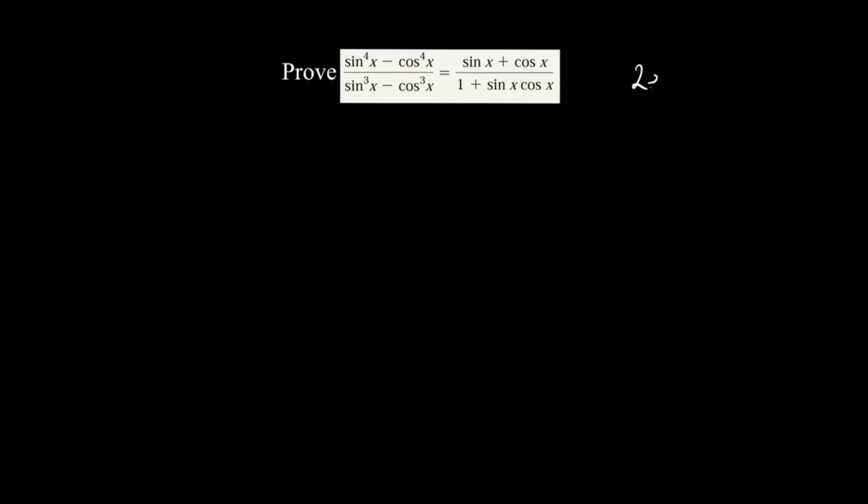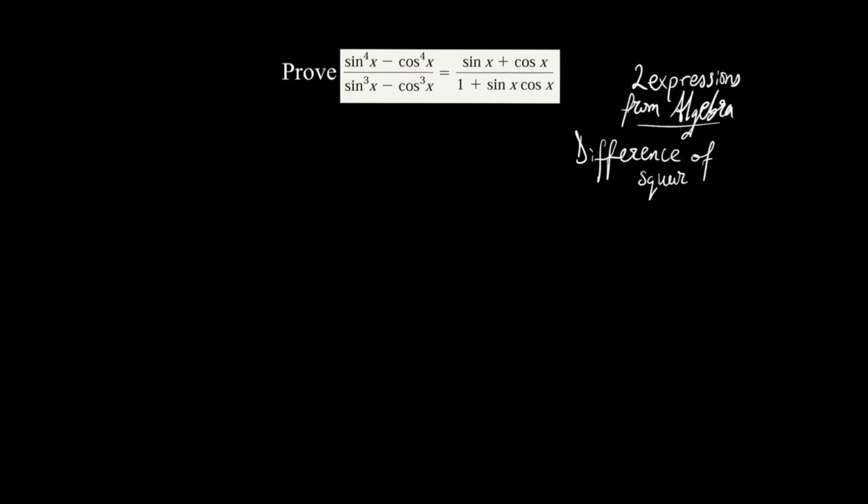expressions from algebra. And those are the difference of squares. Difference of squares says a square minus b square equals a minus b multiplied by a plus b.